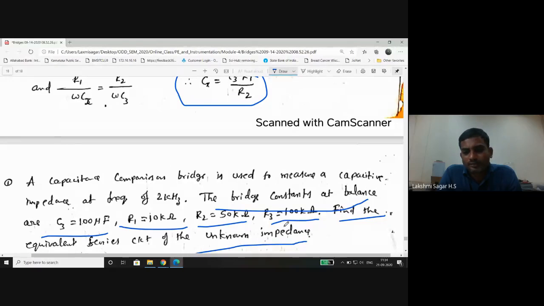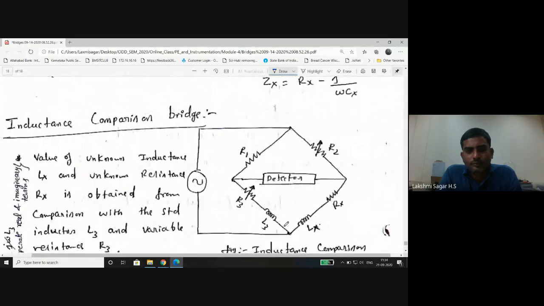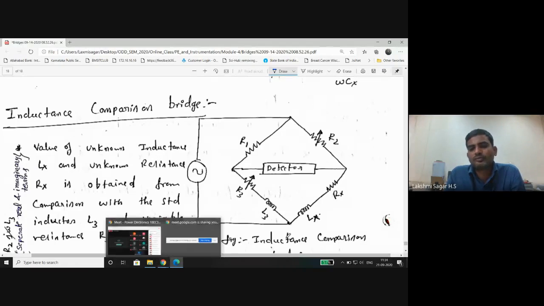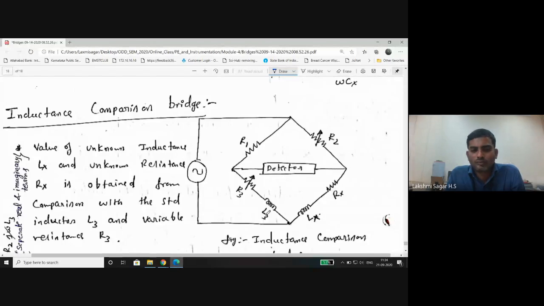Next, the inductance comparison bridge network. You see, all of you, this is the inductance comparison bridge network. All of you solved the capacitance comparison bridge network, right?